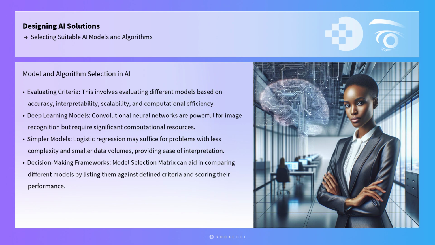In contrast, simpler models like logistic regression may suffice for problems with less complexity and smaller data volumes, providing ease of interpretation and faster deployment. Decision-making frameworks such as the model selection matrix can aid in comparing different models by listing them against defined criteria and scoring their performance in terms of those criteria.